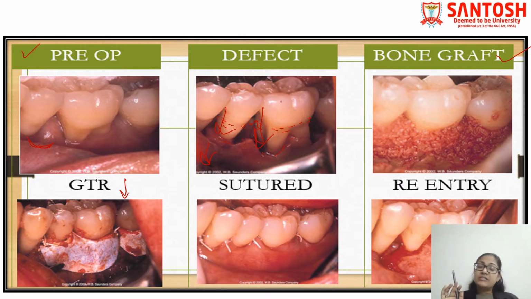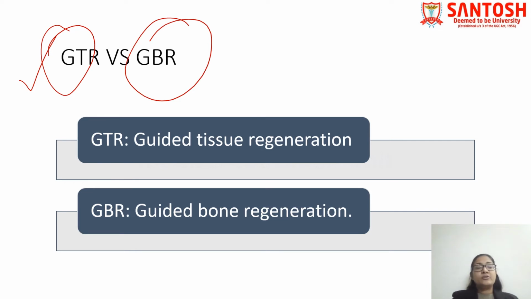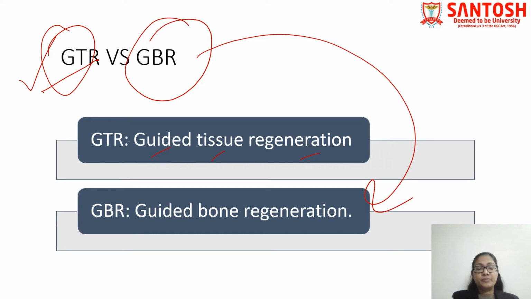About 6 to 8 months post surgery, when you do a re-entry, you can see this beautiful formation of bone. Just compare this and this. You see the beauty of regeneration which we achieved when you use proper bone graft and a GTR membrane. Okay, so now I'm sure we're clear with what is GTR. Now let's look at what is GBR. As this was guided tissue regeneration, GBR would be guided bone regeneration.